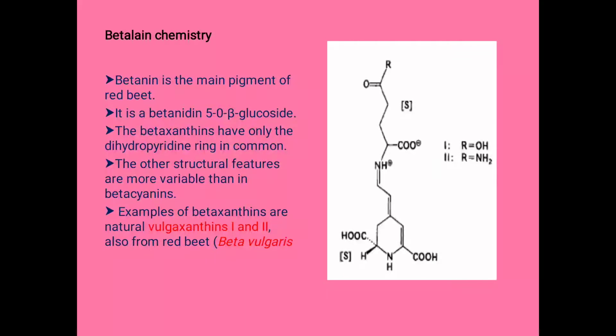It is a betanidin 5-O-beta-glucoside. The betaxanthins have only the dihydropyridine ring in common. The structures of the side chains are more variable than in betacyanins. Examples of betaxanthins are natural vulgaxanthin I and II, also from the red beet.